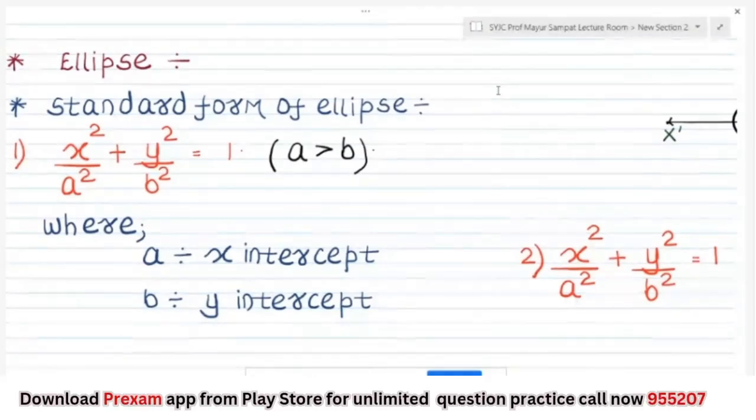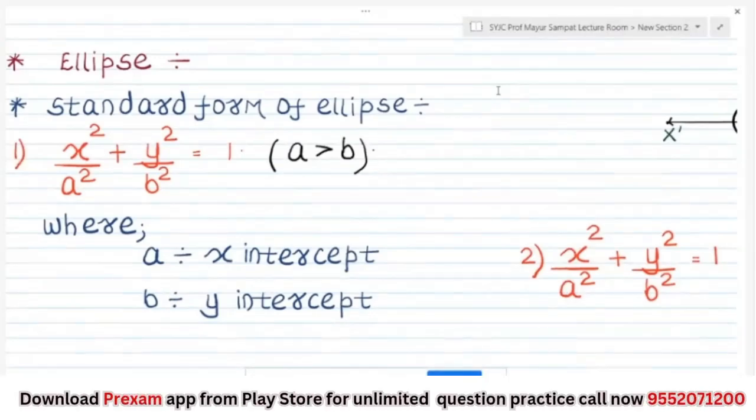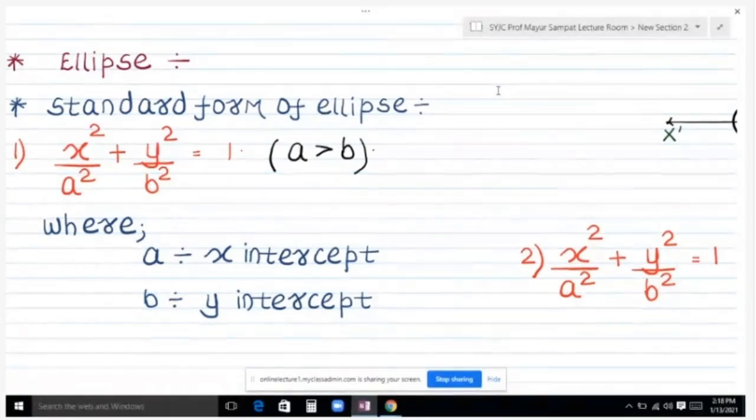A new type of geometrical figure, which is called ellipse. Ellipse. Right? Write the heading as ellipse. When we start with this term, which is called ellipse.